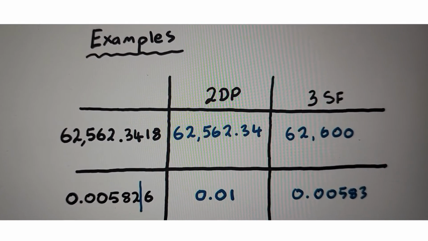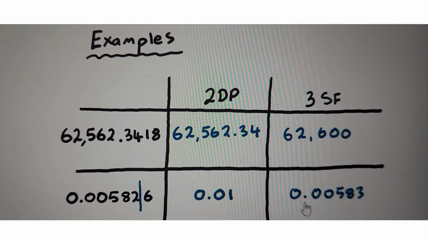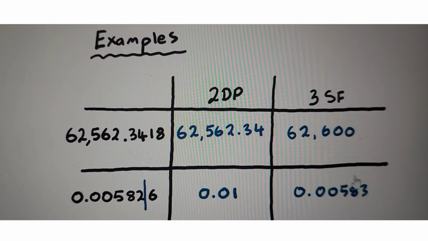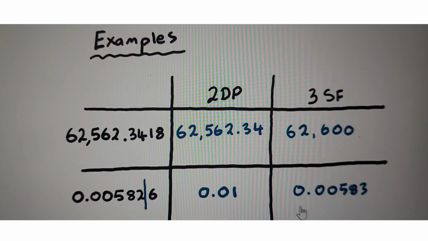0.00583. So you can see there's a big difference between rounding to 2 decimal places and 3 significant figures. So you can see here why it's important to understand this skill, otherwise your answer might vary a lot from what the examiner is trying to look for.